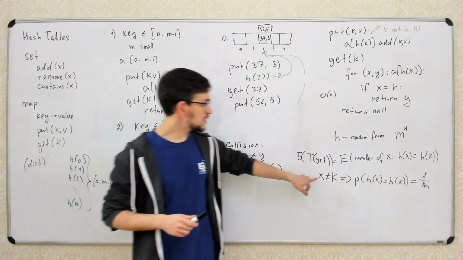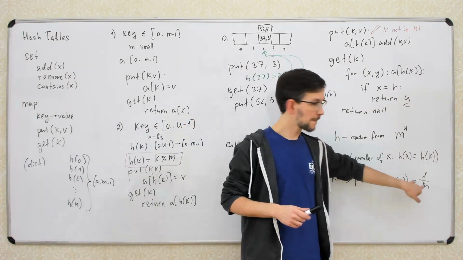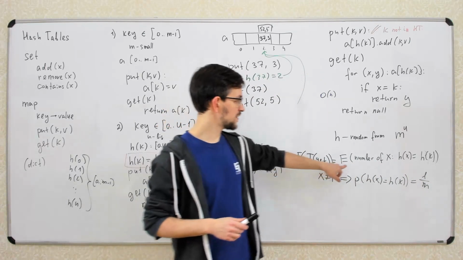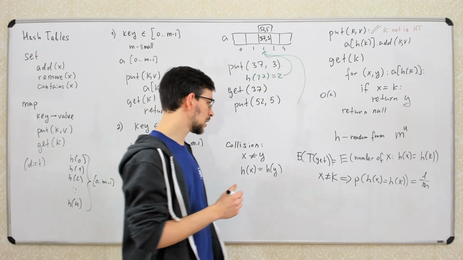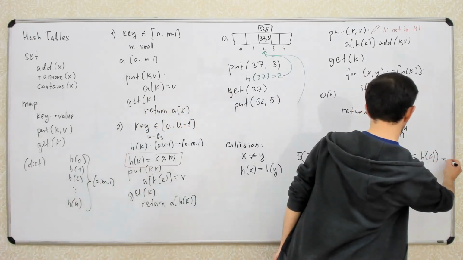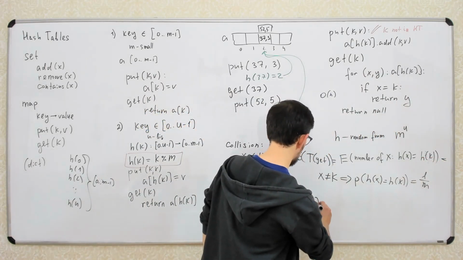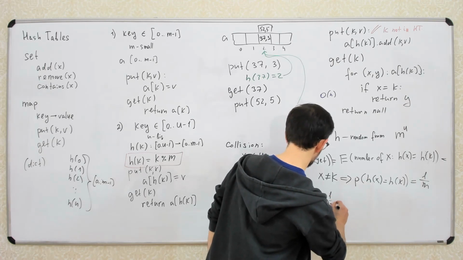Now, if this probability is equal to 1 over m, then to calculate this expected value, we just need to sum all these probabilities, and so this will be equal to n multiplied by 1 over m. N over m.